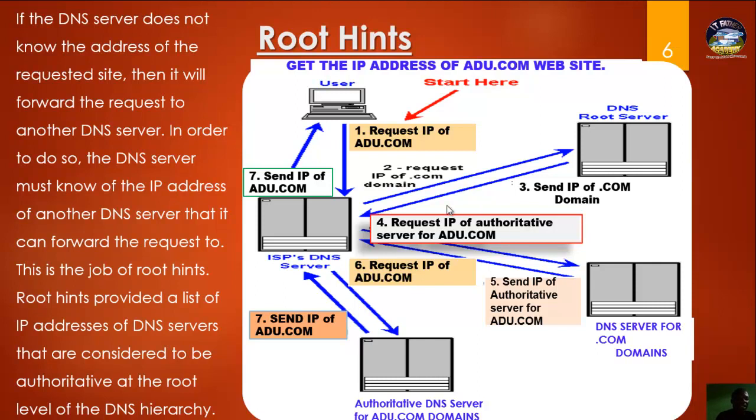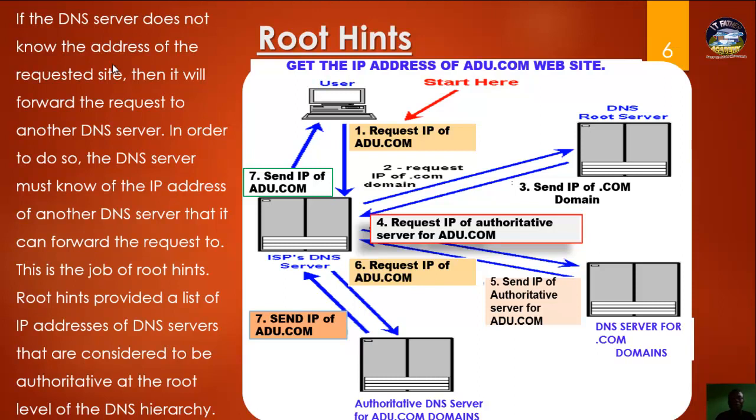So let's say something here. In order to do so, the DNS server must know the IP address of another DNS server that it can forward the request to. So this is the job of root hint. Root hint provides a list of IP addresses of DNS servers that are considered to be authoritative at the root level of the DNS hierarchy. So this is how it is.